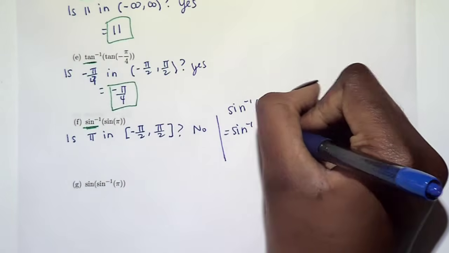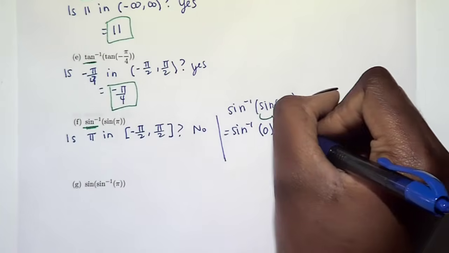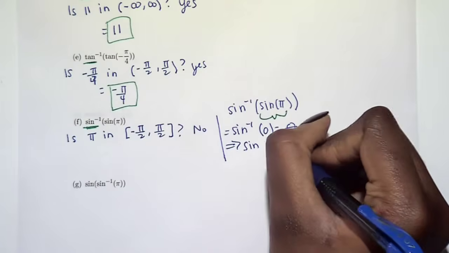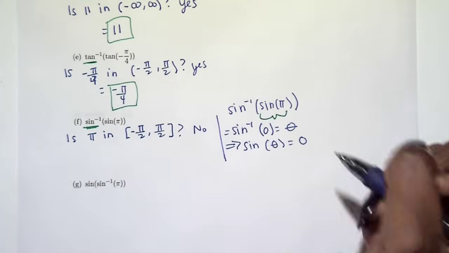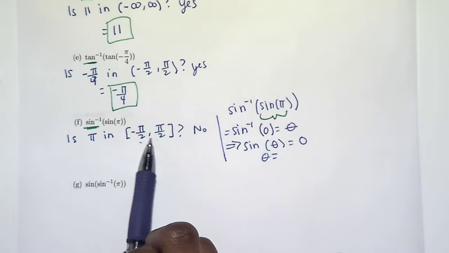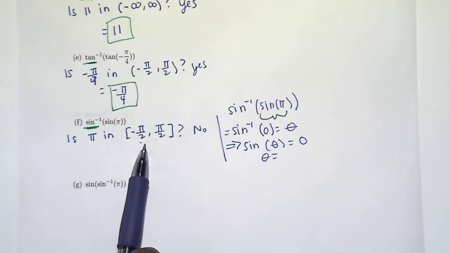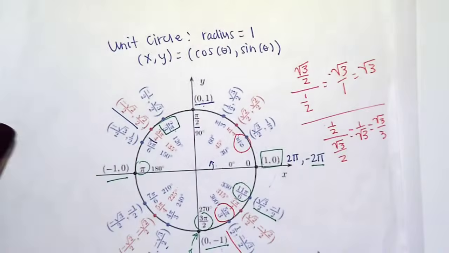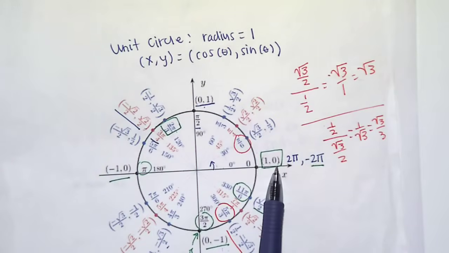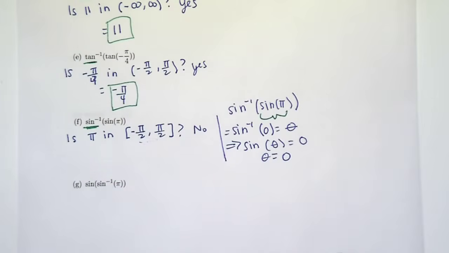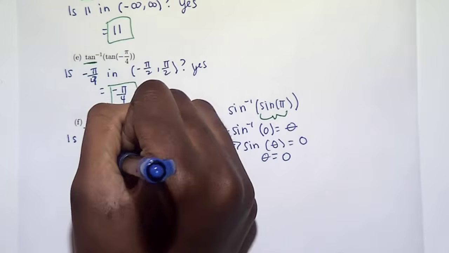So we're trying to find sine inverse of 0, which, remember, our answer should be an angle. So we're trying to find the angle such that sine of theta equals 0, and we want our answer to be in this interval. So can we find a place where sine is 0 in the interval from negative pi over 2 to positive pi over 2? We should. It happens right here at 0. So the answer is 0.